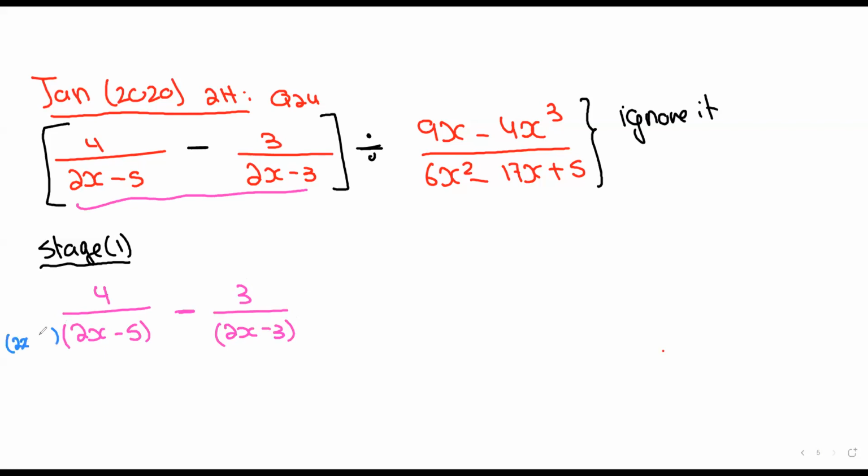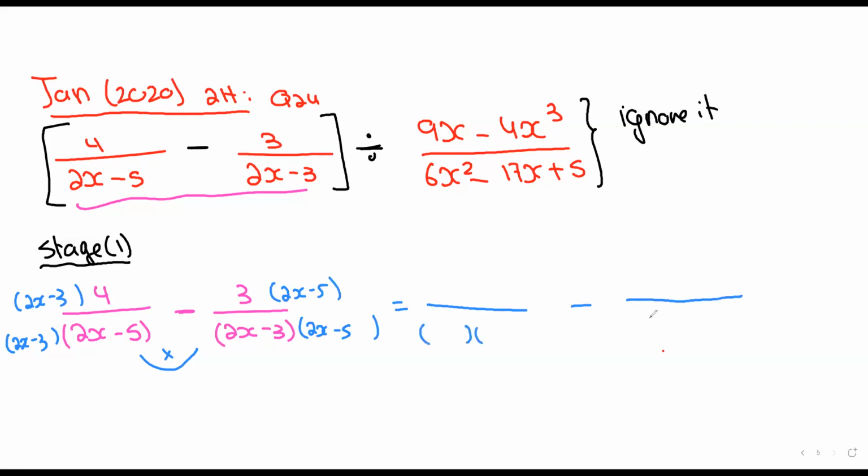So what I can do is that I can easily multiply by the denominator. I multiply the denominators right away. The first fraction will be multiplied by 2x minus 3 up and down, and the second fraction will be multiplied by 2x minus 5 up and down, reaching two new fractions with two new denominators, which are 2x minus 3 here and 2x minus 5 here, and the same thing here, 2x minus 3 and 2x minus 5.